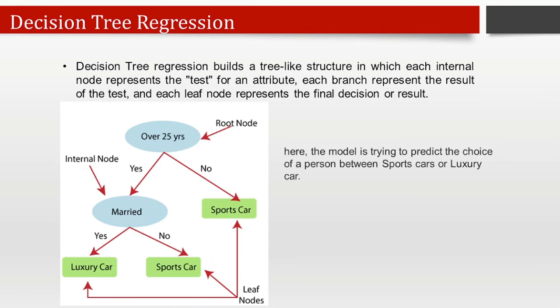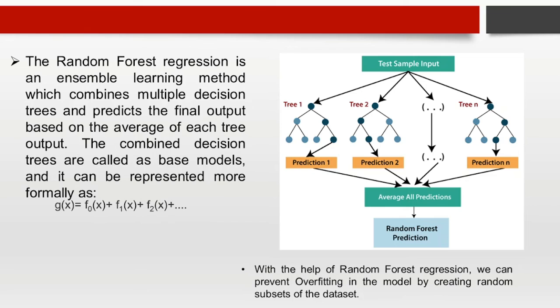Random forest is one of the most powerful supervised learning algorithms, capable of performing regression as well as classification tasks. Random forest regression is an ensemble learning method which combines multiple decision trees and predicts the final output based on the average of each tree's output. The combined trees are called base models and can be represented as you can see.